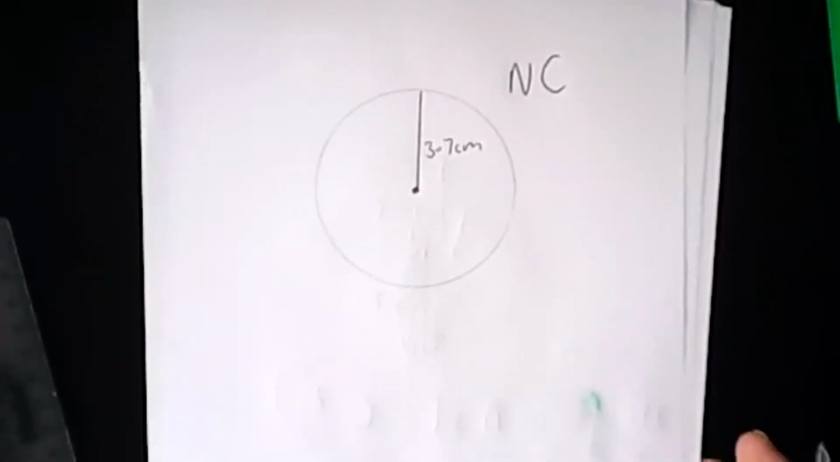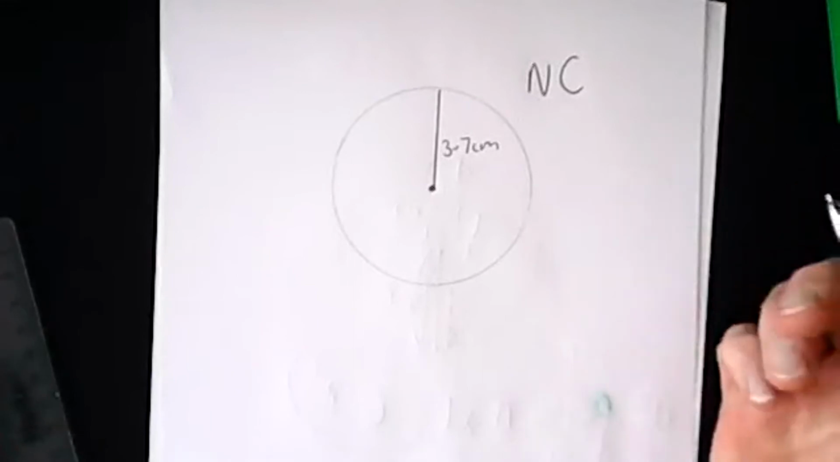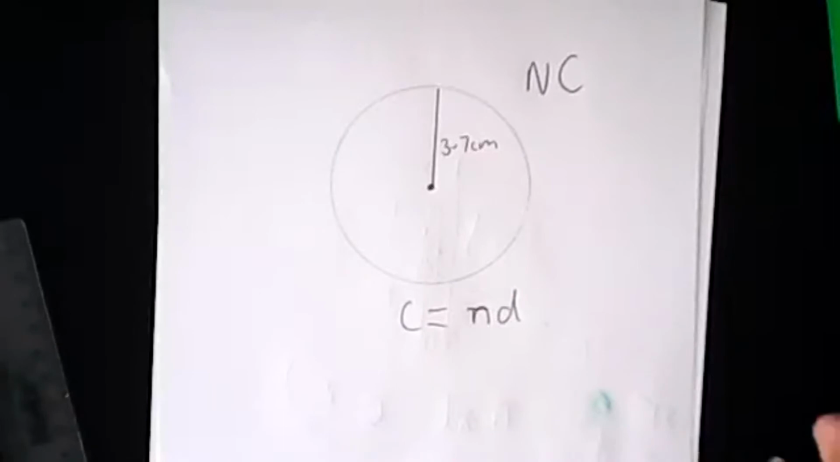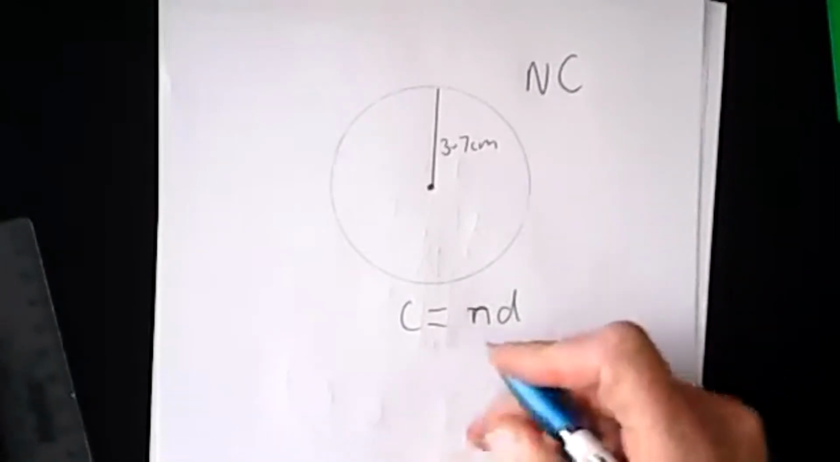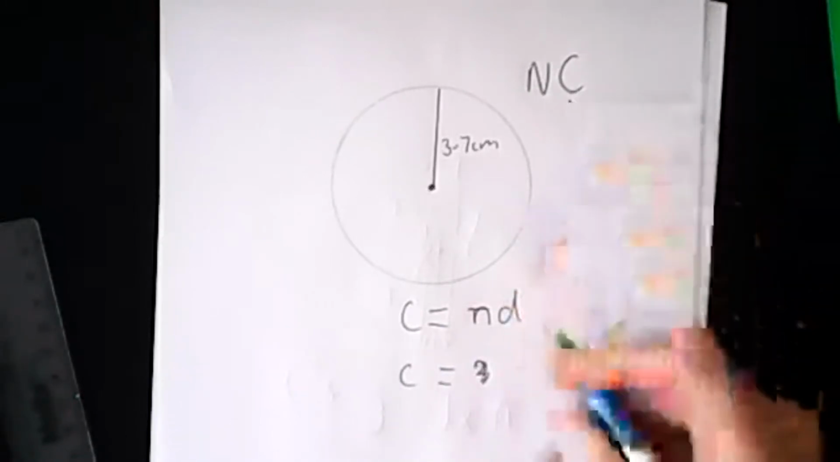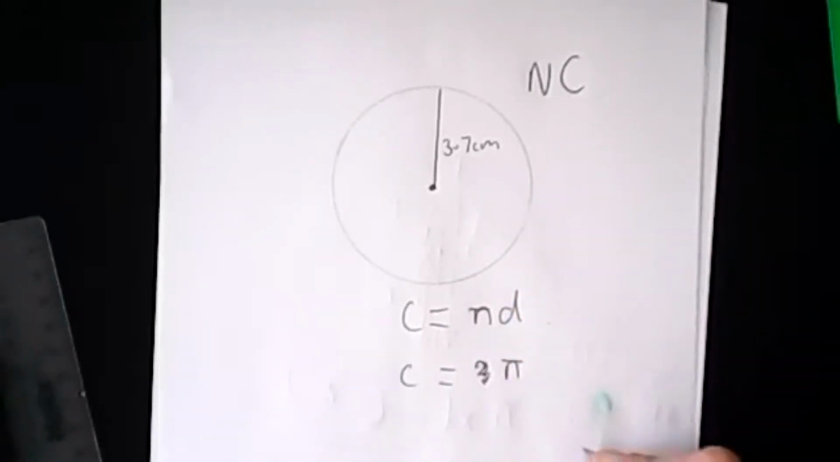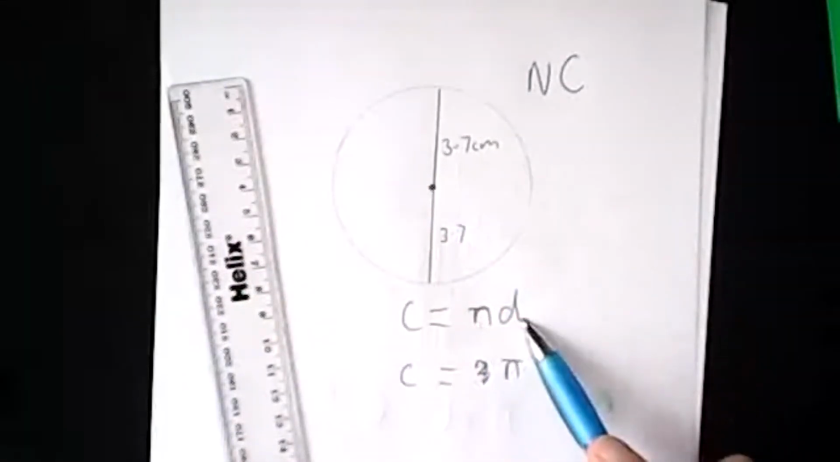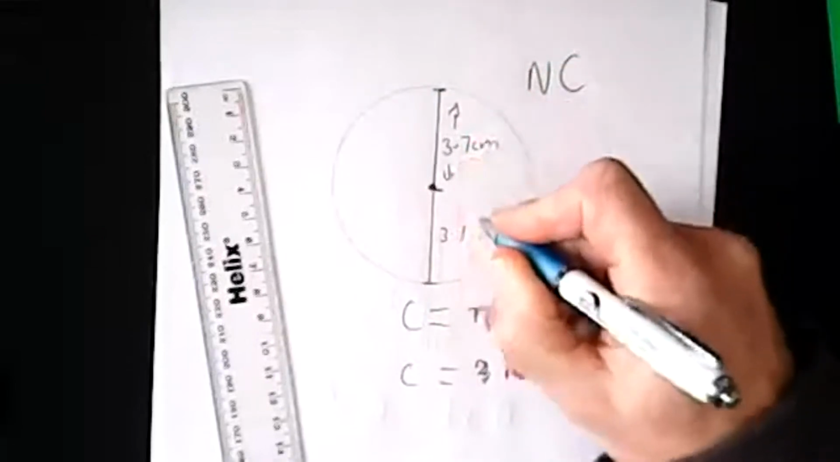So what do we do? Well, first of all, it's a good idea to write down the formula. C equals pi d. Then what do we know? We know that the circumference is equal to 3.14, but it's a non-calculator, so I'm going to leave that as a symbol pi. We want to know the diameter. Okay, common misconception here is that you're going to put pi times 3.7 because you don't recognize that actually that is the radius. 3.7 is the radius, not the diameter.